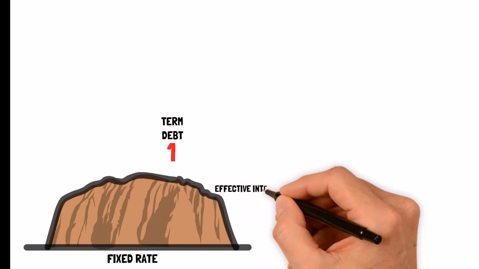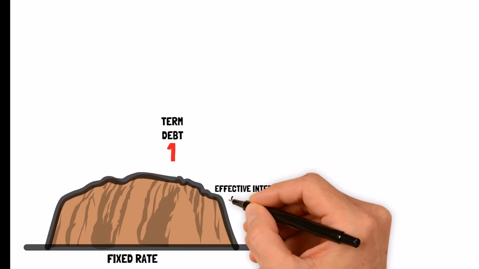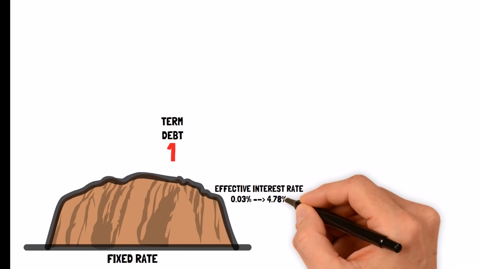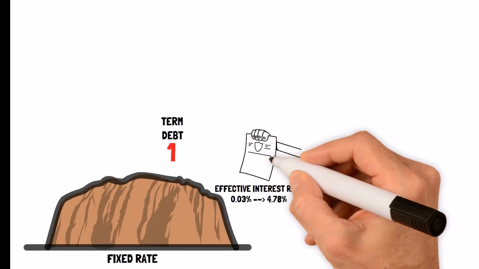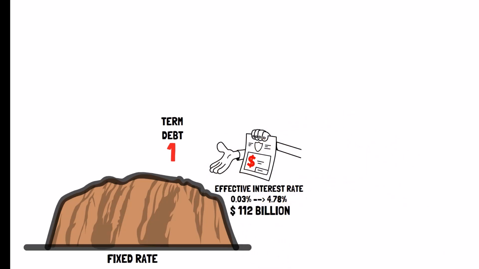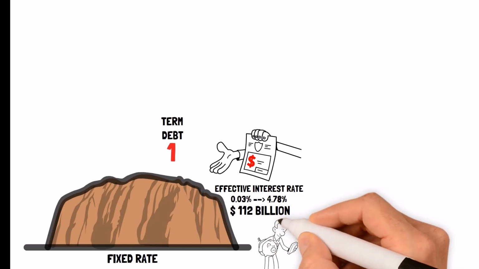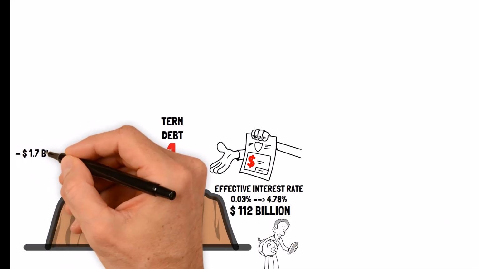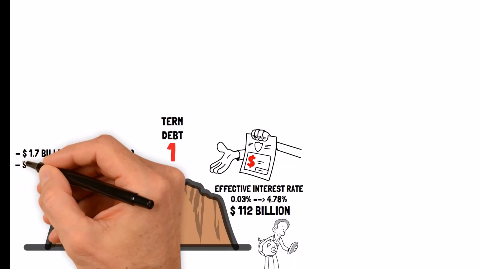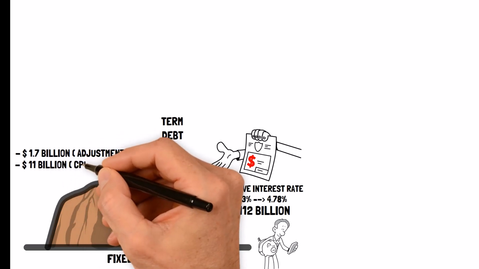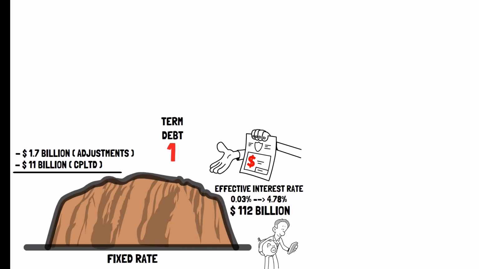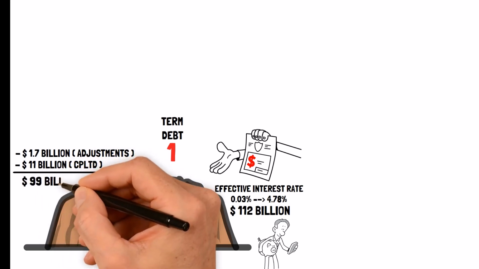The effective interest rate has a wide span, starting at 0.03% up to 4.78%, and the total amount of debt equals roughly $112 billion. After subtracting the $1.7 billion in adjustments and the short-term debt of roughly $11 billion, left is the total non-current portion of term debt, equal to close to $99 billion.